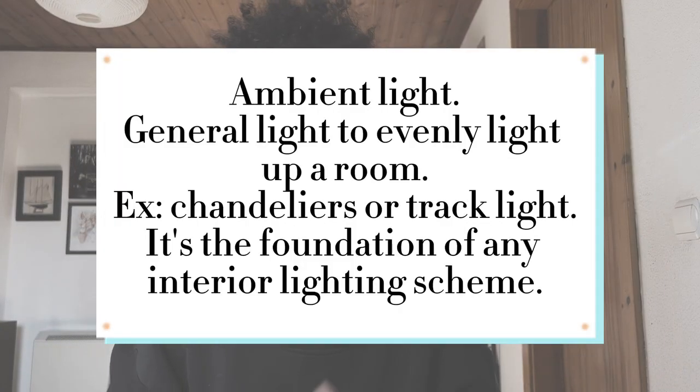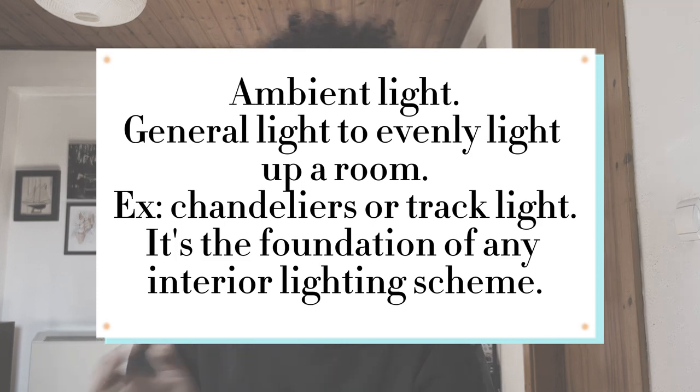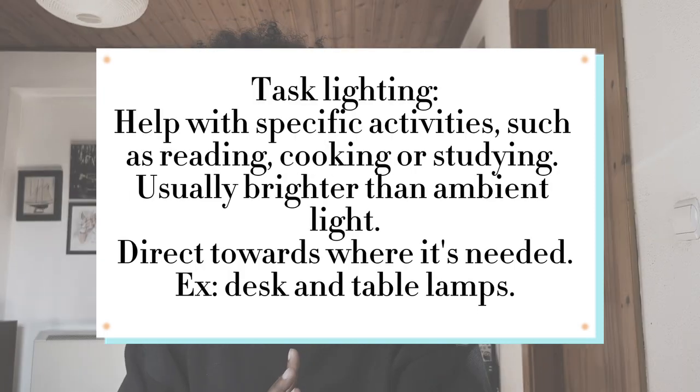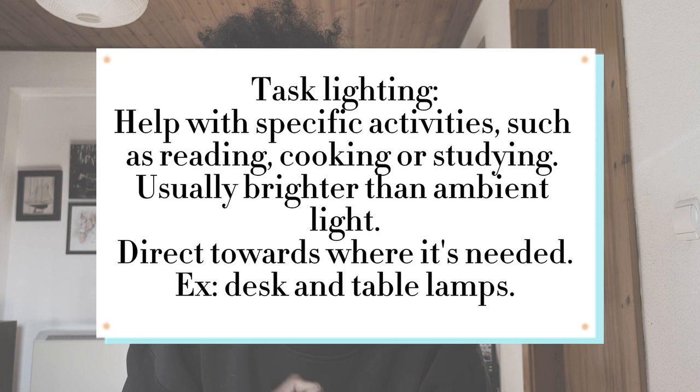The ambient lighting is generally lighting that is used to evenly light up a room. This could be natural light from windows or overhead lighting like chandeliers or track lighting, providing a space with overall illumination and allowing you to see and move around safely. It's the foundation for any interior lighting scheme. Where can you use the ambient lighting? In every room in your house, towards the center of the room, closer to the ceiling to diffuse light more efficiently.